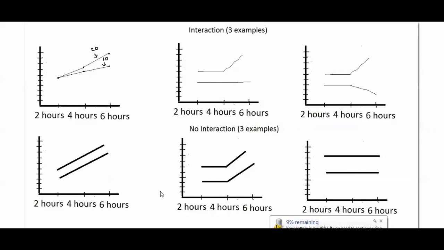Here, we obviously have parallel lines. There's no interaction. Here there's no interaction again. Like I said, you could think of it as these two were parallel, and these two were also parallel. This is no interaction also because both lines are flat and they're obviously parallel.